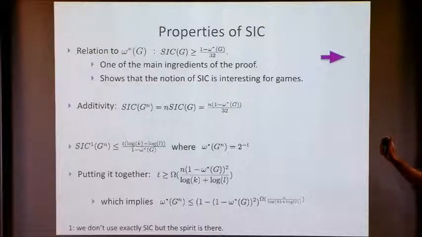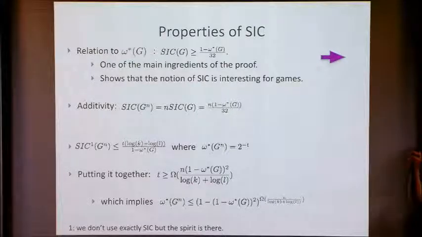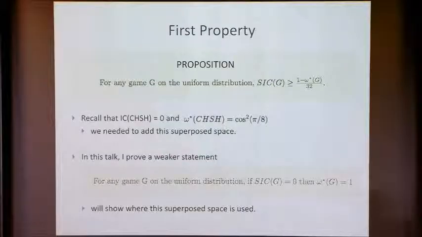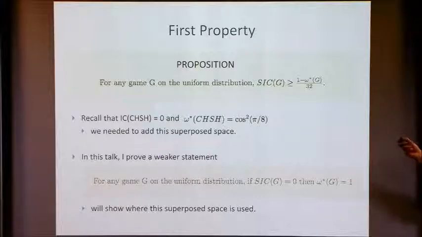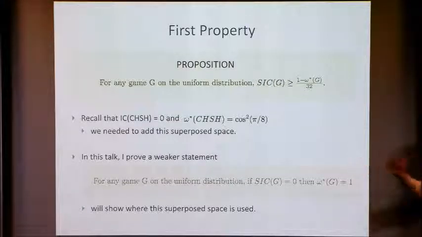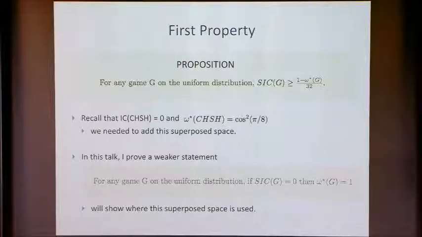So actually, in the 5 minutes that I have left, I'll try to show you where the superposed quantity appears in the proof. I'm going to give you a little bit of insight about this proposition. Recall that this doesn't hold for IC. I'll just show you a weaker statement: if the superposed information cost of a game is 0, then its entangled value is 1.